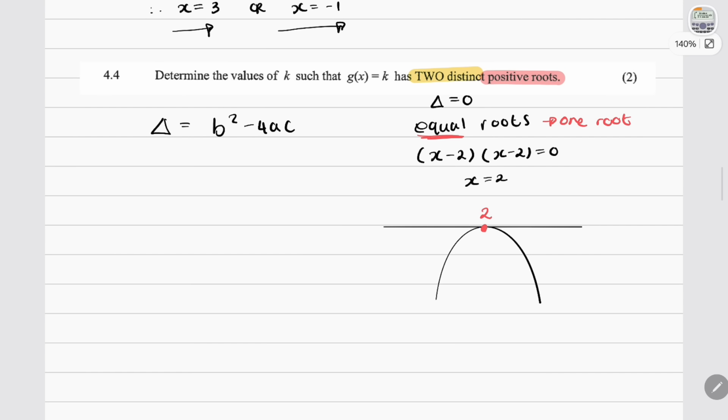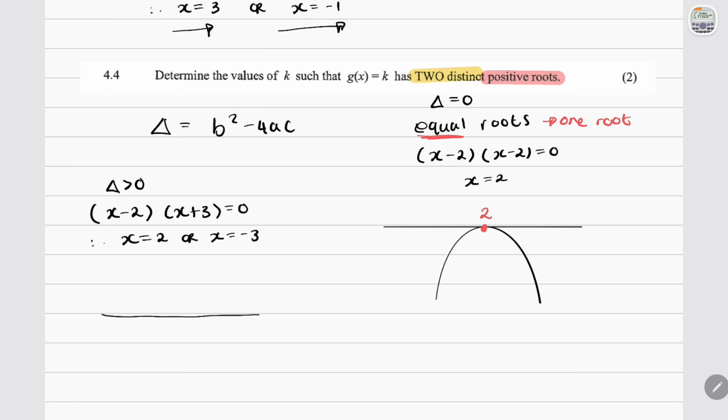If you want two different roots, so two distinct roots, then you need to ensure that delta is greater than 0. This would be a case of something like x minus 2 and x plus 3. They don't even have to be of opposite signs. They can have the same sign. As long as they are two different roots, you'd solve for x by saying x is equal to 2 or x is equal to negative 3. So in this case, you have two x values.